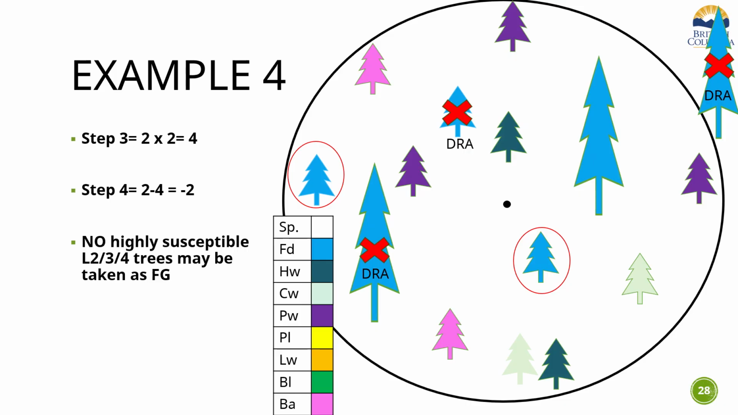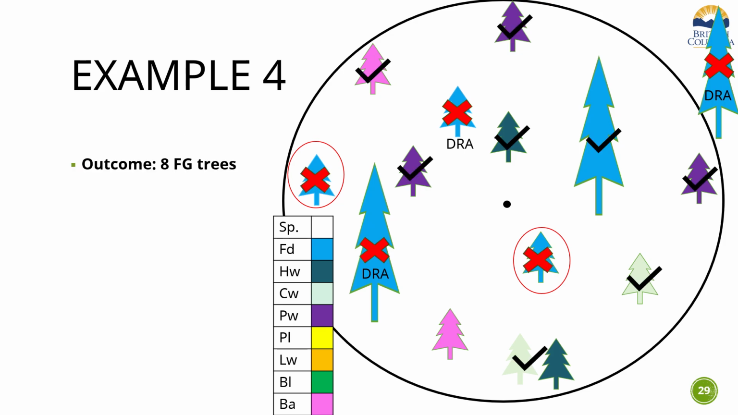Then for step 3, we multiply the number of infected trees in the fixed area plot, 2, by the net down multiplier, 2, giving us 4. We then subtract that by the number of healthy, highly susceptible layer 2, 3, 4 well-spaced trees. So that's 2 minus 4 equals -2. That means no highly susceptible layer 2, 3, 4 trees can be taken as free growing.